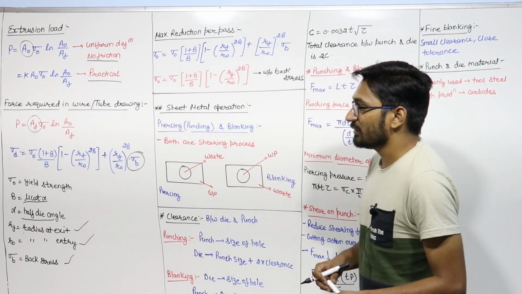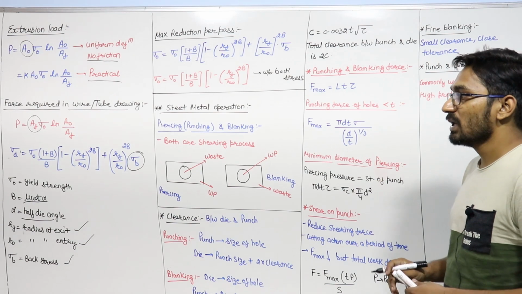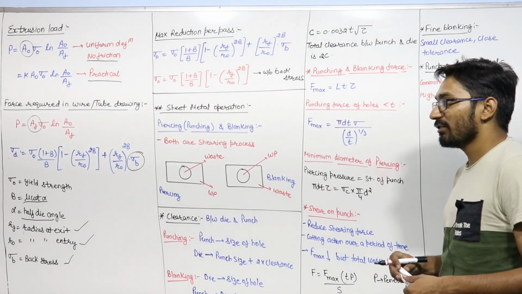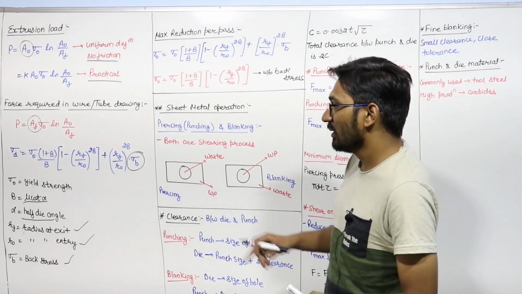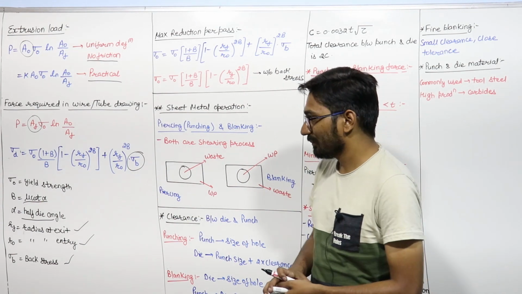So you have to remember this formula, that the stress during the drawing is sigma D equal to sigma naught into (1 plus B) upon B into [1 minus (RF upon R naught) raised to the power 2B] plus (RF upon R naught) raised to the power 2B into sigma B.